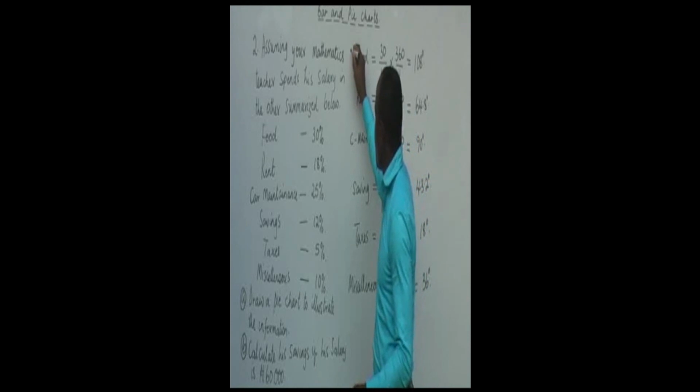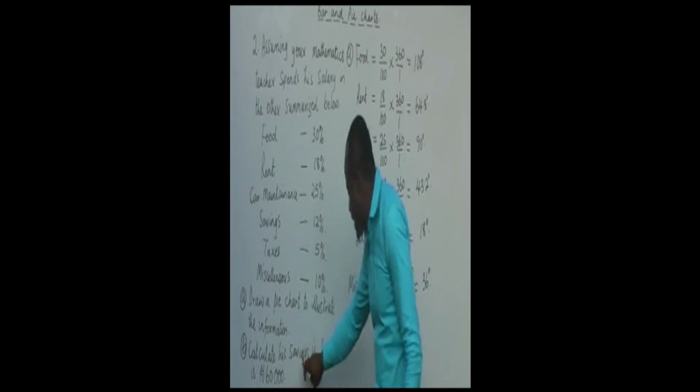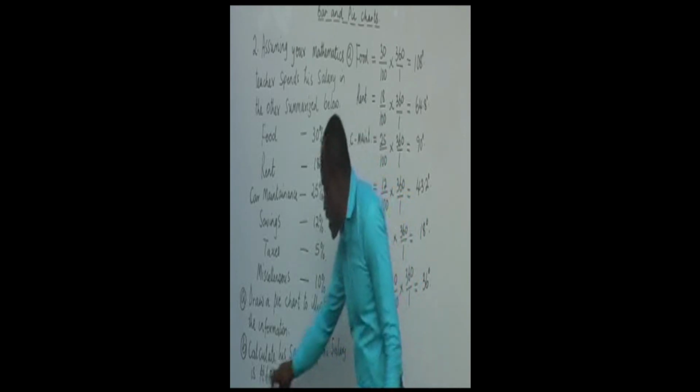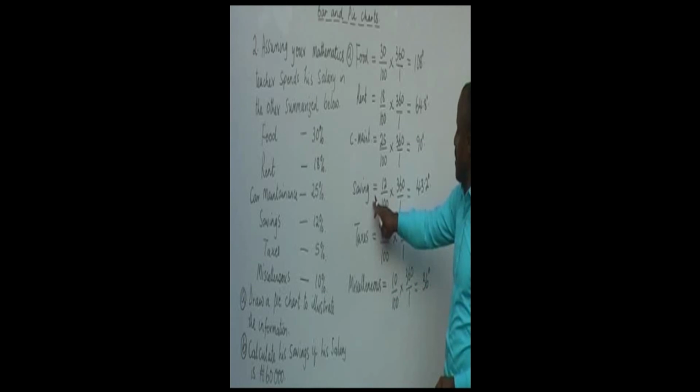Now that we have finished plotting these values inside our drawing paper to get the pie chart, that means we have answered question number A. Now question number B says we should calculate his savings if his salary is 60,000. Let's just go to savings. Savings is 43.2 degrees. Just take 43. That's this question B now.